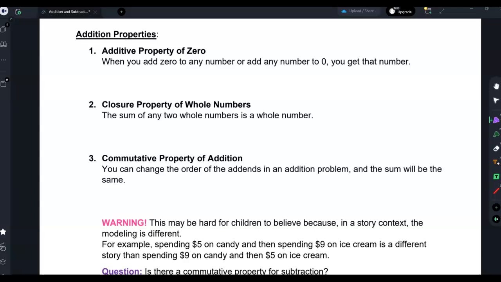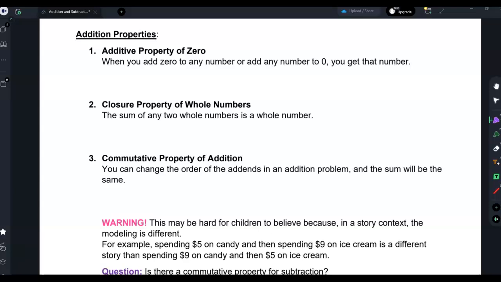So we're going to talk through several properties of addition. We're going to start with the additive property of zero. This is sometimes referred to as the additive identity. This property is just the property that you guys already know. We're just putting a name to it. It describes what happens when I add with zero, right?